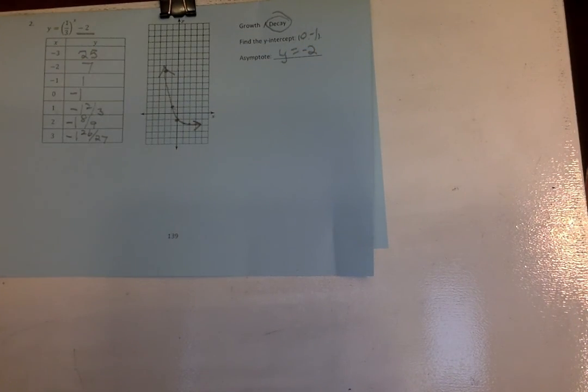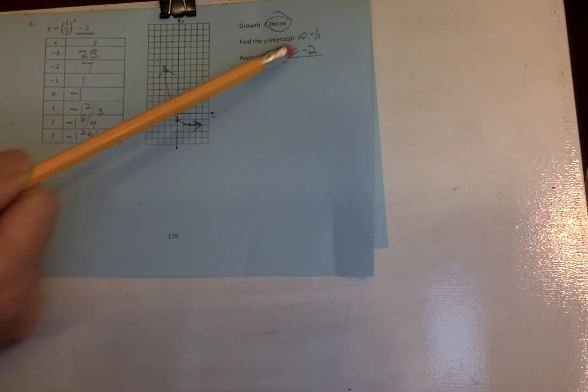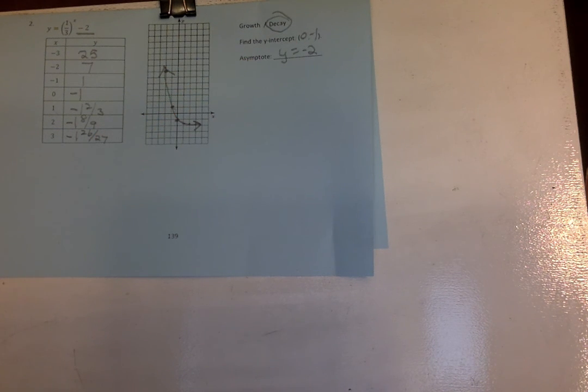Okay, so there's your graph. Here's your XY chart. It's a decay because it's going down. The y-intercept is at 0, -1, and y equals -2 is the asymptote. Okay. All right, you should be able to do page 140, and you can do it, students. You rock.